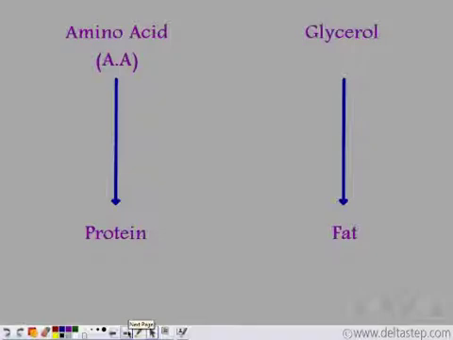Now, amino acids get converted to proteins and glycerols get converted to fat. Now, can you tell me the source of energy? Yes, ATP helps in these conversions from the constituents to the final product. Now, let us see one example of how ATP helps in the conversion of amino acid to proteins.